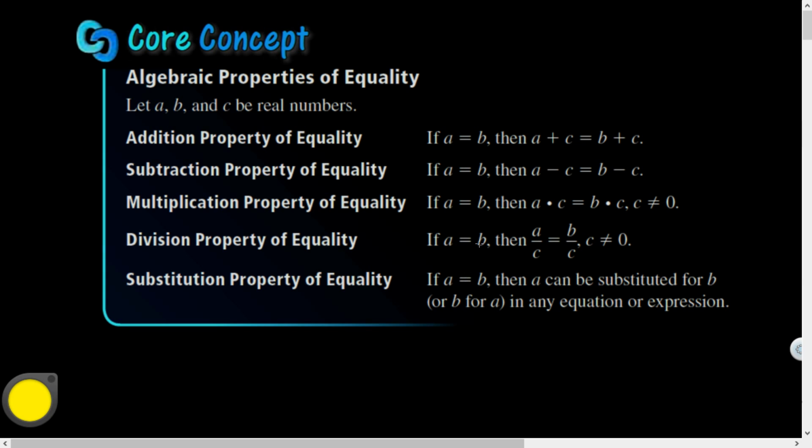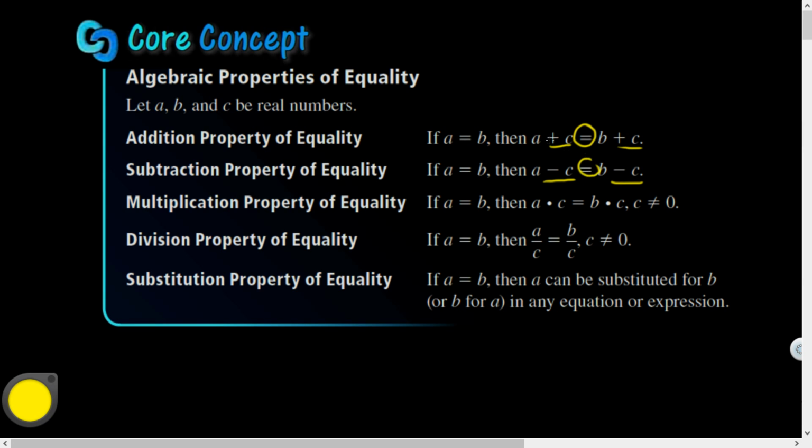So here we go. Core concept, algebraic properties of equality. Assume A, B, and C are the realest of numbers. Yes, someday you will be learning about unreal, non-real, imaginary numbers. But here, check this out. Addition property of equality: if A equals B, then I can add the same thing to both sides, and it maintains equality. Subtraction: subtract the same thing from both sides, and it maintains its equality.